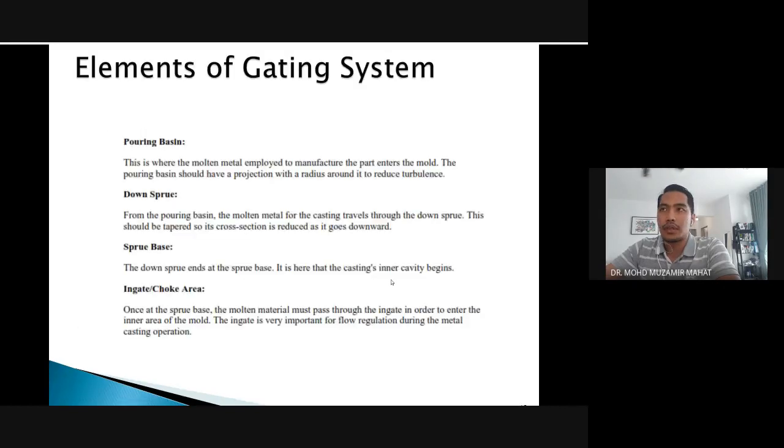So this is the thing that we can skip. Okay, elements of the gating system. We talked about the gating system just now. There are a few elements that I actually mentioned at the beginning. Number one is the pouring basin. This is where the molten metal is applied to manufacture the part and enters the mold. The pouring basin should have a projection with a radius around it to reduce turbulence.